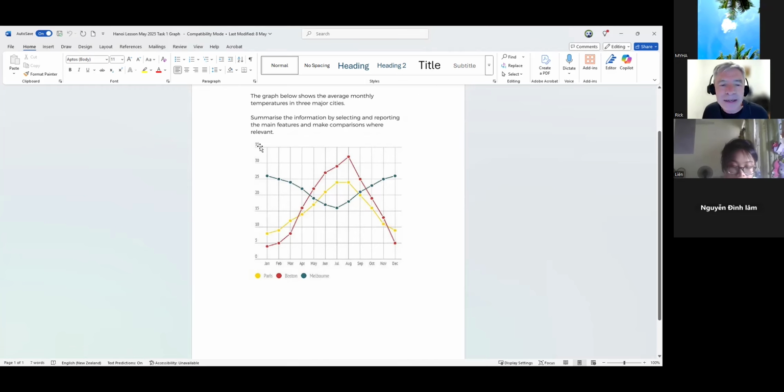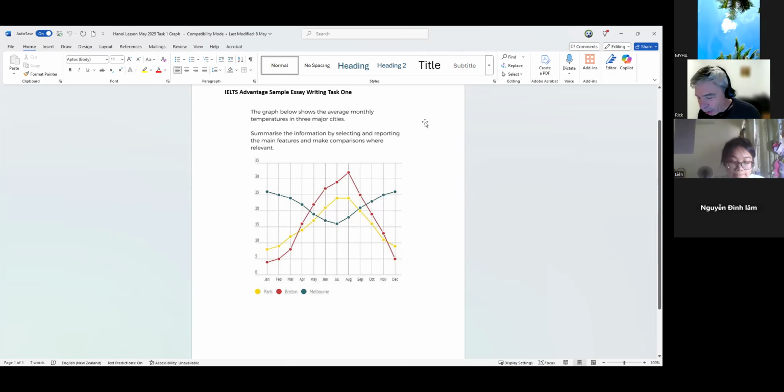Relevant, by the way, everyone, means things that are useful. Things that are useful about this graph. Make comparisons where they are useful. If, when you are comparing one thing to another, it's not useful, it's not relevant, you don't need to write about it.